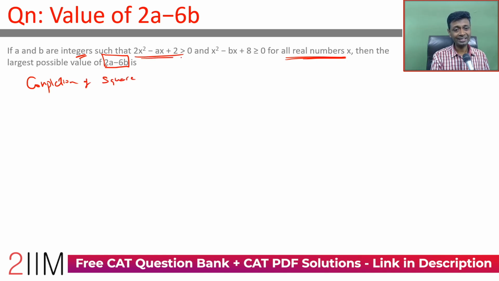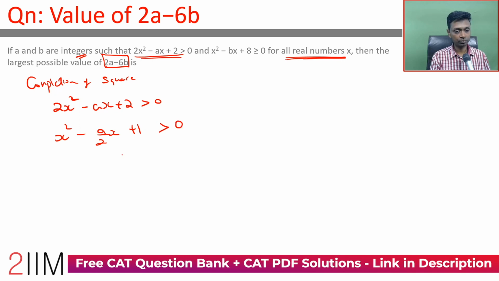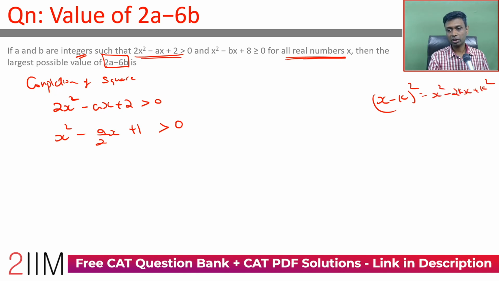What do I mean by that? Let's take this one: 2x square minus ax plus 2 greater than 0. I don't want to deal with 2x square. I'm going to think of this as x square minus a by 2x plus 1 greater than 0. We know that x minus k the whole square is x square minus 2kx plus k square. And here we have an a by 2, right? That is equal to 2kx, so we're talking about k equal to a by 4. That's when this will match. That means k square should be a square by 16.